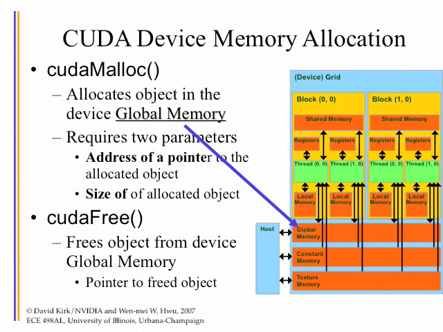The second parameter is the size, which is essentially the number of bytes that you want to allocate with cudaMalloc. You also have cudaFree, which will free the object from the device global memory, and obviously it takes the pointer to the object that you're going to free. So this is how you allocate memory in the global memory on the device side.